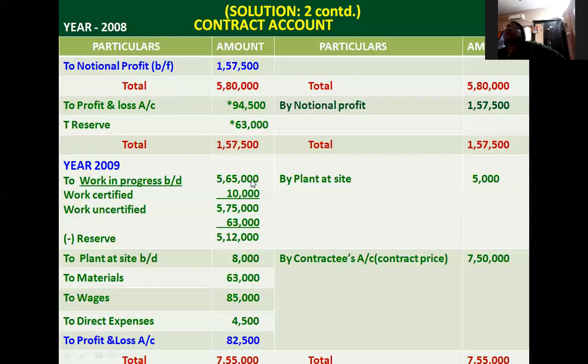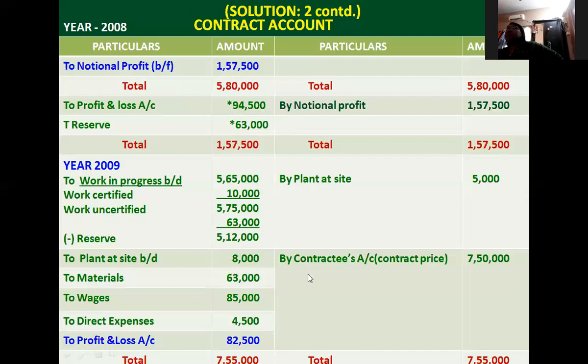5,12,000. So this is the thing you learned in this video. Whenever we are going to prepare a contract account for a contract which is spreading over 2 or more years, what we are supposed to do on the debit side of that particular year when we are transferring the work in progress from the last year. So this calculation we are supposed to do: work certified plus work uncertified, and look at the previous year, is there any reserve? Bring the reserve here and deduct and find the balance.